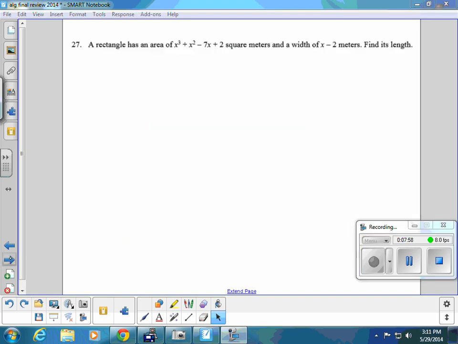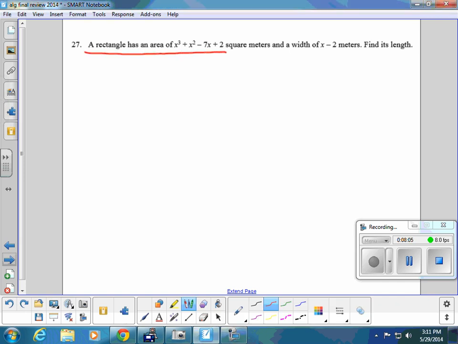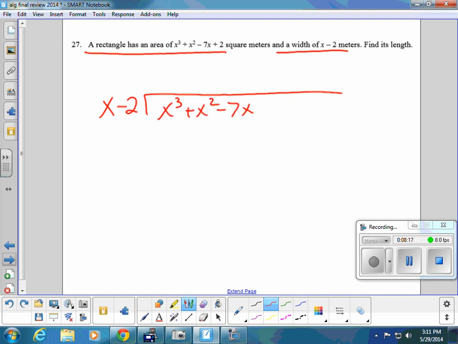Okay, moving on to number 27. You're given a rectangle with an area, and you're given the width, and we need to find the length. And to do that, we divide the width into the area. So you need to show that you can do polynomial division. And again, to do this, we look at the first value of each line, and we say what times that first value equals the second value.